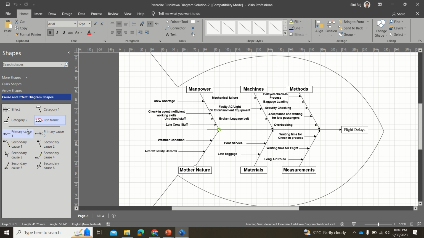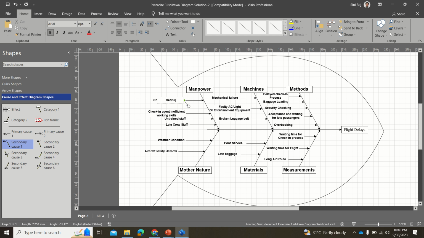And these are called causes. So these are the primary causes, and you can also have secondary causes. Say if I have a secondary cause from here, I can put it here and put it over there. Say in the crew shortage, maybe recruitment is less, something like that. So I can include that recruitment is less. I can give that here. That is also possible.